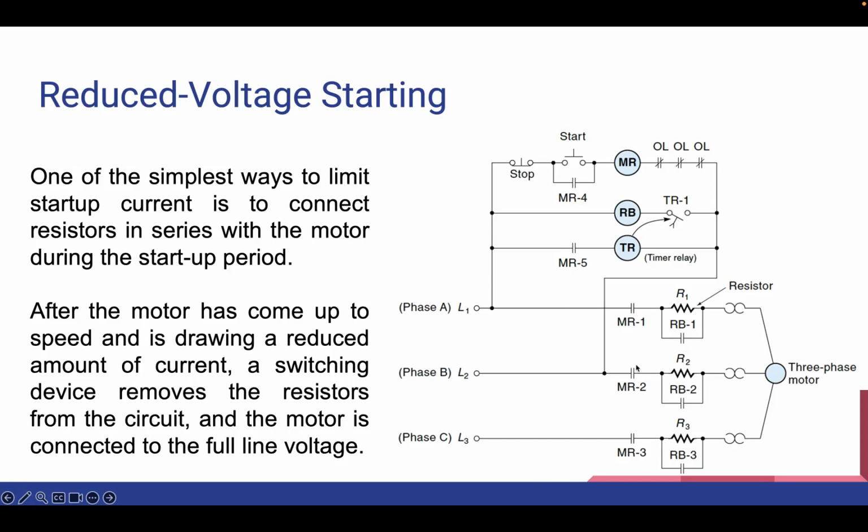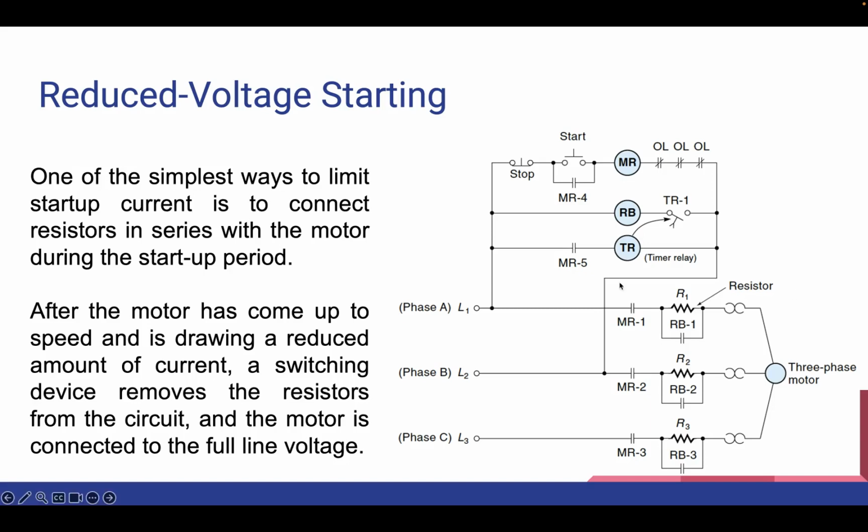Now this reduced voltage starting circuit is very cost effective, but it does come with some drawbacks. Reduced motor startup torque is produced in this, and the torque is directly proportional to the current. Limiting the current consequently limits the torque.